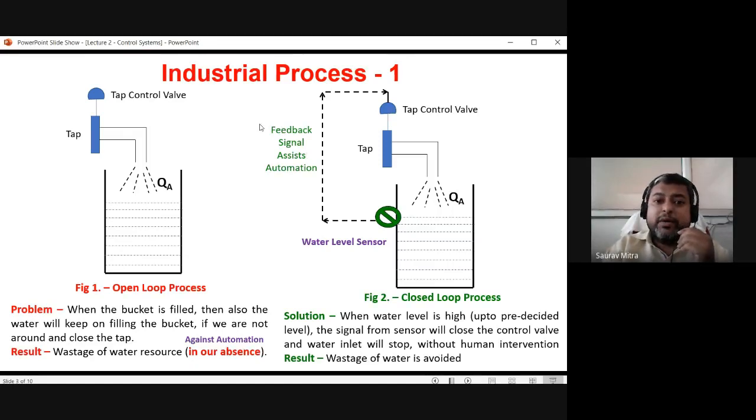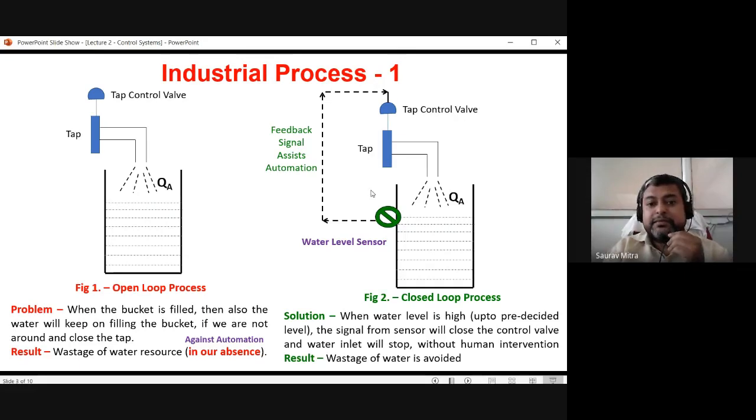And the most important difference between open loop and closed loop control is the signal feedback which assists automation. So what is meant by automation? Without human intervention also, the process should not run away. The process should always be in our control, whether I'm standing there or not. So what is the net result in this case? We are not wasting any water.